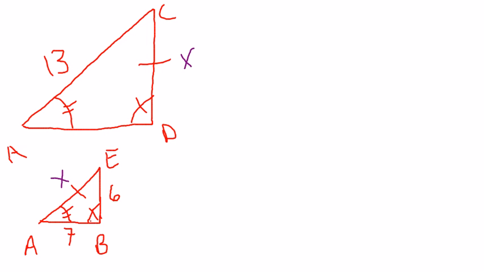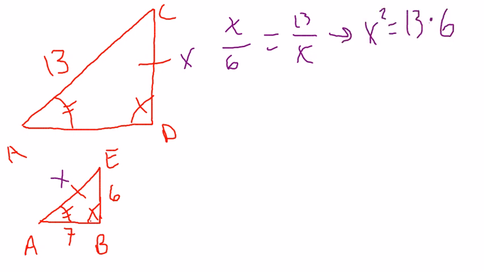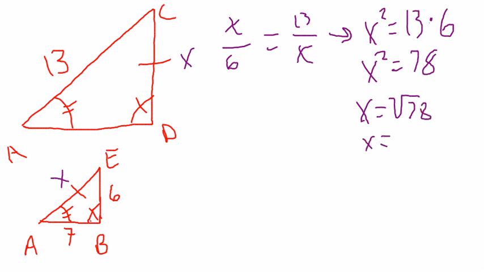Now I can go ahead and set up a proportion. And check this out. I'm going to look at my small triangle. I'm going to go X over 6. Now I'm going to go to my big triangle and do 13 over X. Now I just need to cross multiply to get X squared equals 13 times 6, and I can simplify 13 times 6 to 78. And then in order to figure out what X is, I need to take the square root of both sides. And when I do that, I will get X equals the square root of 78, which if you want to write as a decimal is roughly 8.832. So that's sweet. I'm off to a good start.